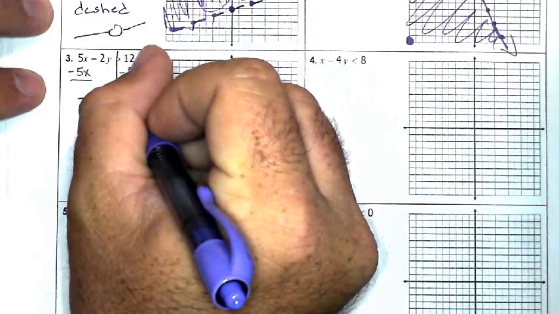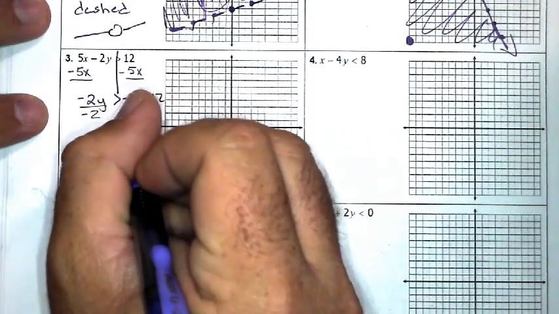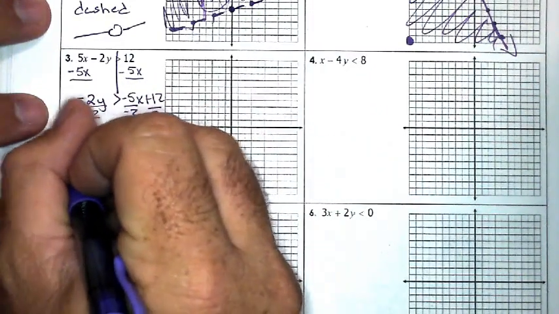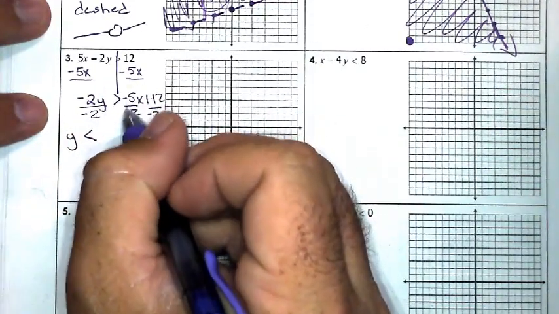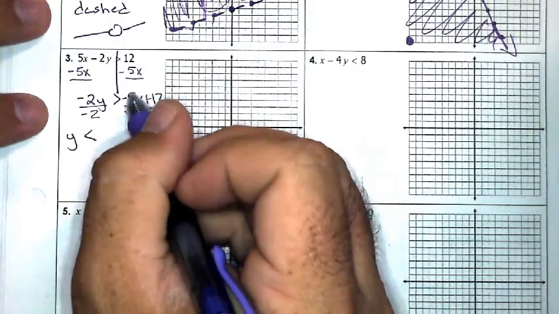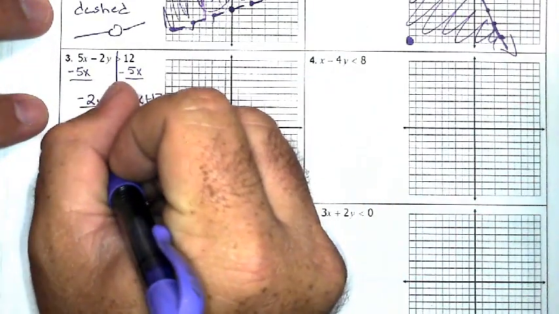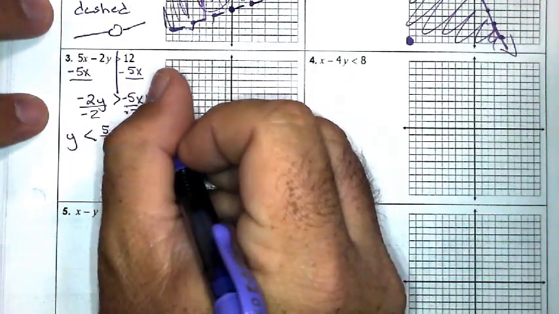Okay? Then I divide by... Now, I'm dividing by a negative, so my inequality symbol will flip. Negative divided by a negative is a positive. 5 divided by 2 will give you a decimal. So Coach Kimball has always said, if it gives you a decimal, just leave it as the fraction. And then positive divided by a negative is a negative. 12 divided by 2 is 6.